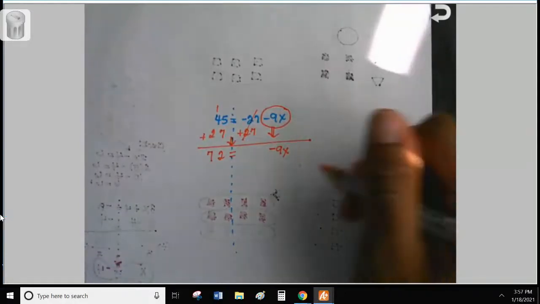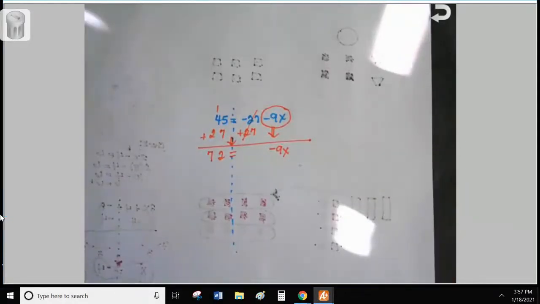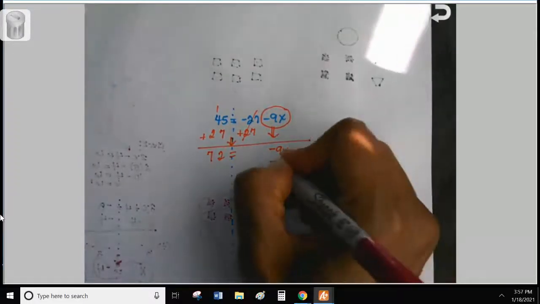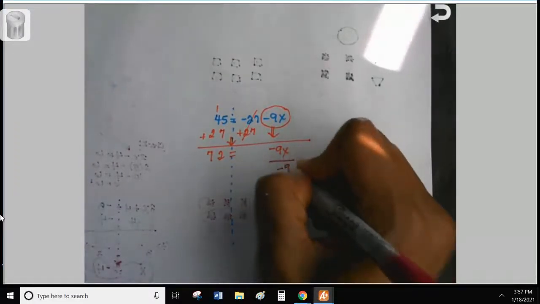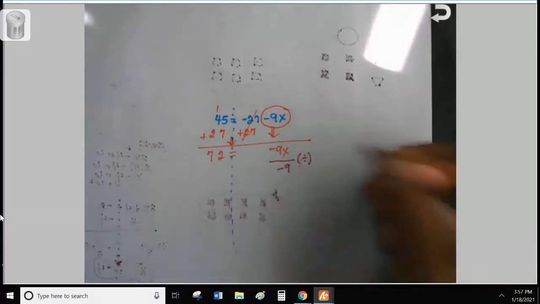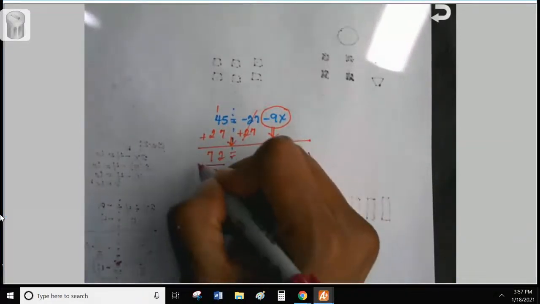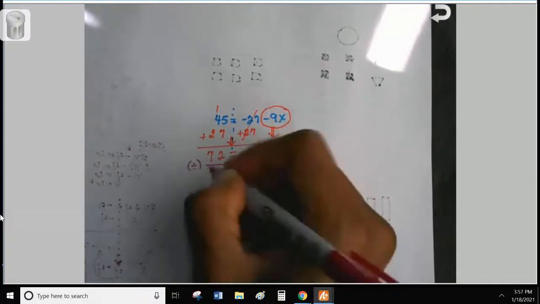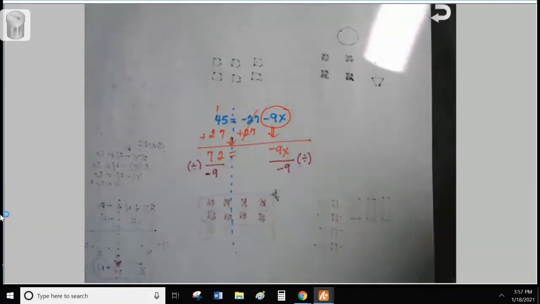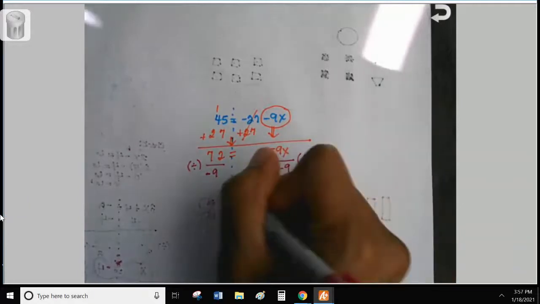So then this is a one-step multiplication problem. What do I need to do to both sides to get x alone? I need to divide both sides, but this time I'm not dividing by a positive. I'm dividing by a negative 9. So please make sure when you divide, you're dividing by that negative 9. You don't want to leave that negative up there and end up with a negative x, which is not hard to get rid of, but why do extra work? Okay, so make sure you're dividing both sides by negative 9.